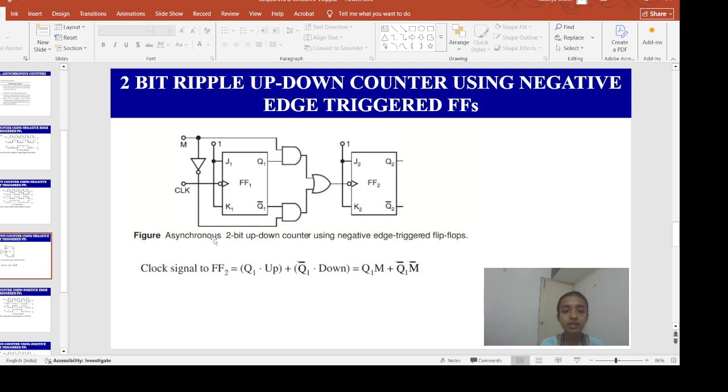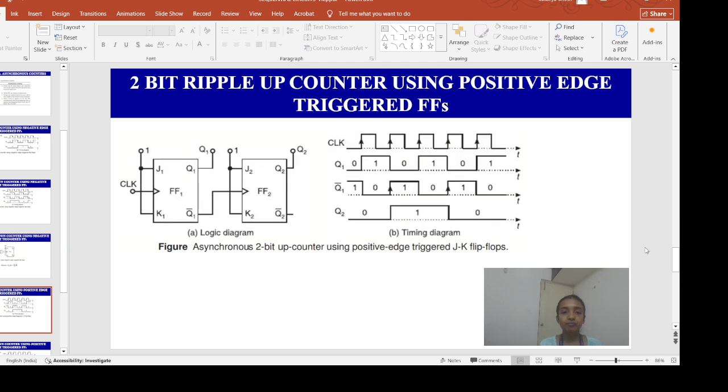So the clock signal to the second flip-flop will be Q1 into up counter, that means when M is 1, plus Q1 bar into when M is 0, down, and you are giving these two AND gates output to the OR gate, and this will go as a clock signal to the second flip-flop, that is Q1 M plus Q1 bar M bar.